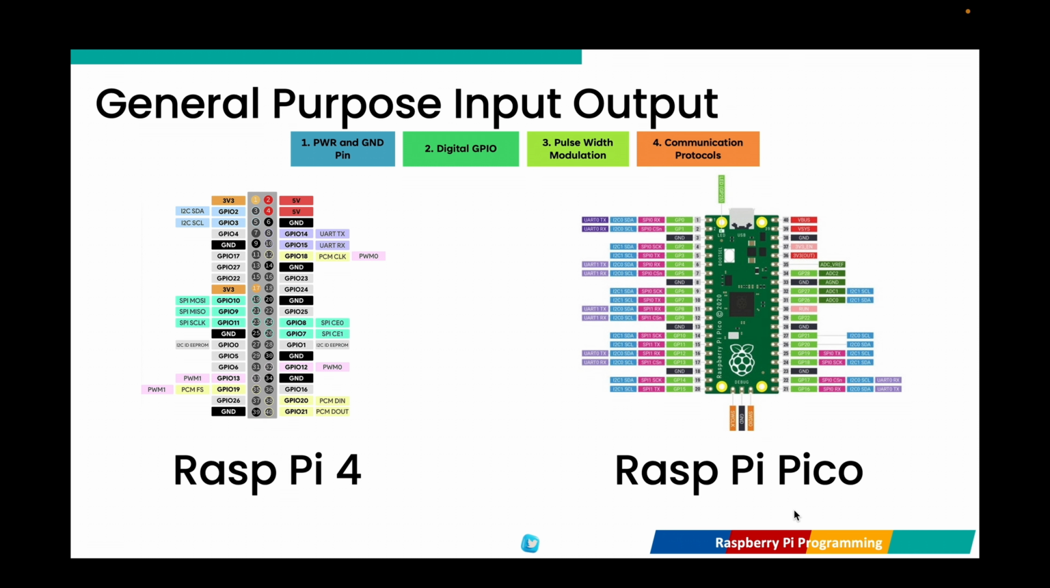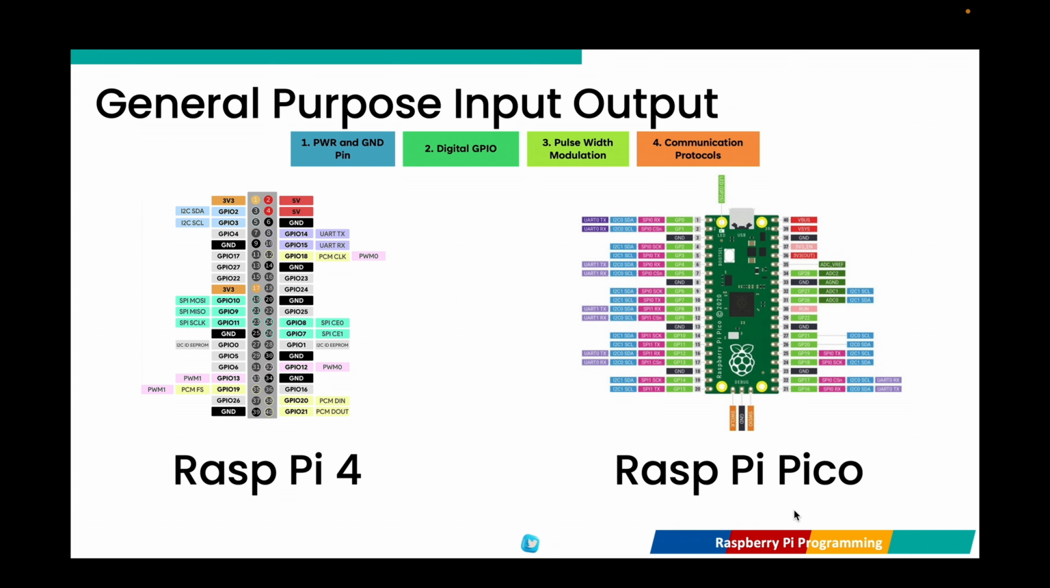These pins are divided into 3 main groups, which are I2C, SPI, and UART. I2C stands for Inter-Integrated Circuit, which is used to communicate with sensors, displays, and other low-speed peripherals. Raspberry Pi 4 has 2 I2C buses, while Raspberry Pi Pico allows 2 I2C controllers.